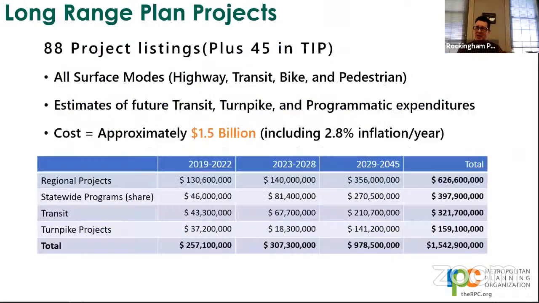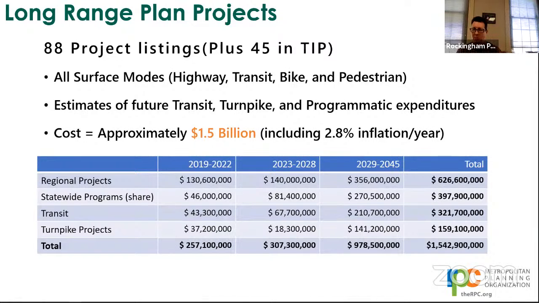So long range projects. When we're talking specifically about the projects there, we've got about 88 projects in our long range plan, plus another 45-ish that are in the TIP. We touch on all surface modes: highway, transit, bike, pedestrian. We include in that estimates of future spending on the transit systems, the turnpike, and programmatics. The total cost of projects in there is about $1.5 billion from now out till 2045. That does include 2.8% inflation per year in expected costs.